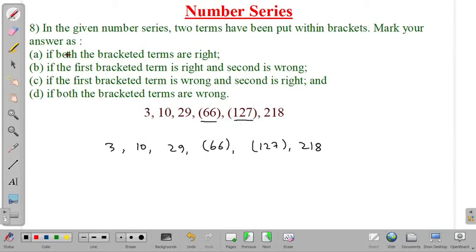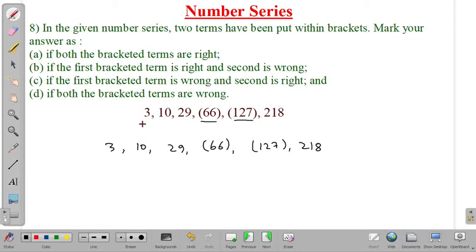Okay. So we have to select option A if both the bracketed terms are right. We have to select option number B if the first bracketed term is right and the second is wrong. We have to select option number C if the first bracketed term is wrong and the second one is right. And we have to select option number D if both the bracketed terms are wrong. Okay. So first we will find a logic that will be suitable for all the correct terms. So the non-bracketed terms are correct.